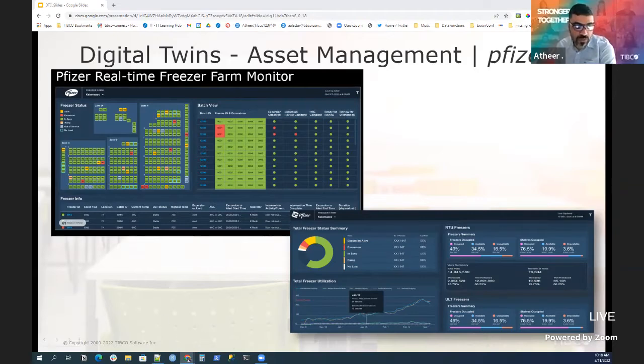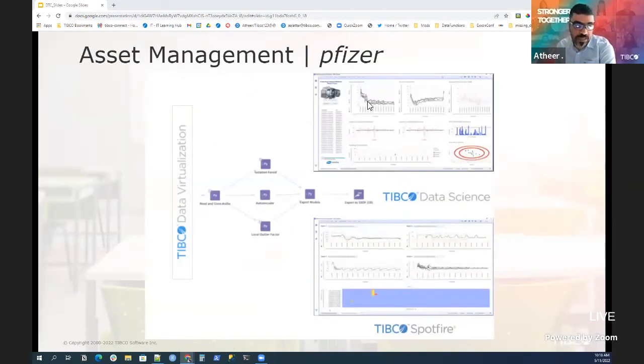This solution was done in Spotfire, and also coupled with TIBCO Data Science, which is a data analysis and modeling platform from TIBCO.